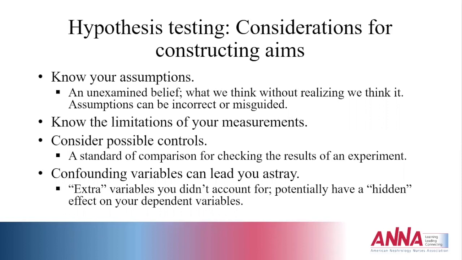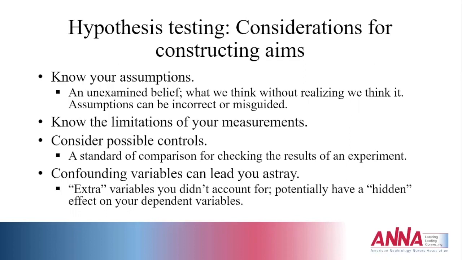So, there are patients who get end-stage renal disease and it has nothing to do with diabetes and hypertension. There are congenital abnormalities that occur, or cancer, of course, can cause certain kinds of renal failure, or acute kidney injury from an accident that leads to end-stage renal disease. All of these things, but the way that you see it in practice might make you believe something very specific that's not all-encompassing. So also know the limitations of your measurements and consider possible controls. So a standard of comparison for checking the results of an experiment.